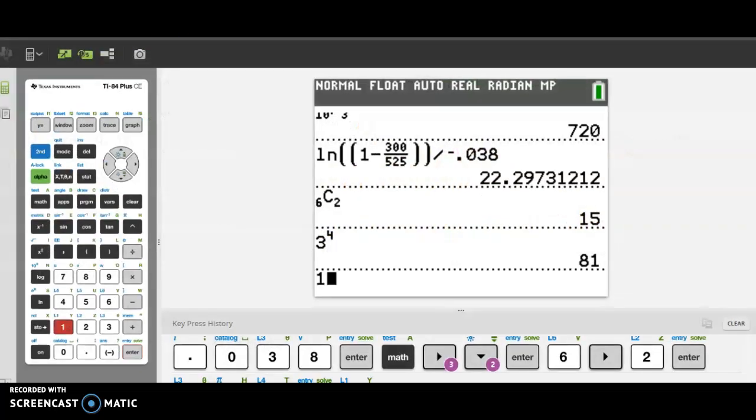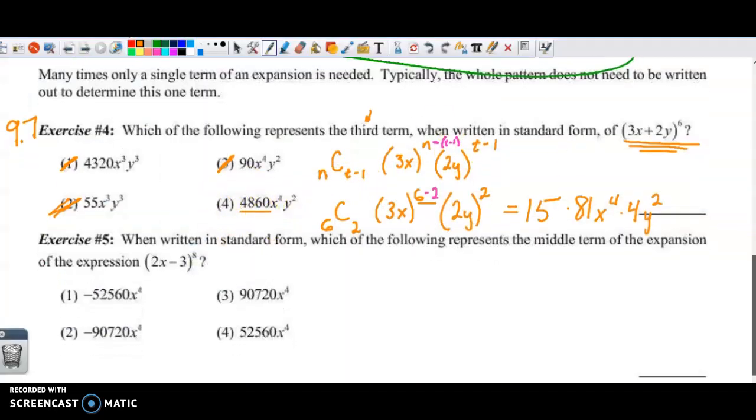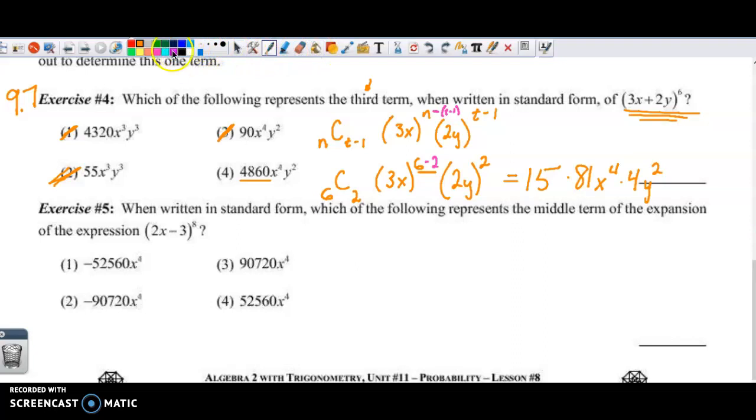Let's see, 15 times 81 times 4 is 4860, and that was absolutely right. So this answer is option 4.